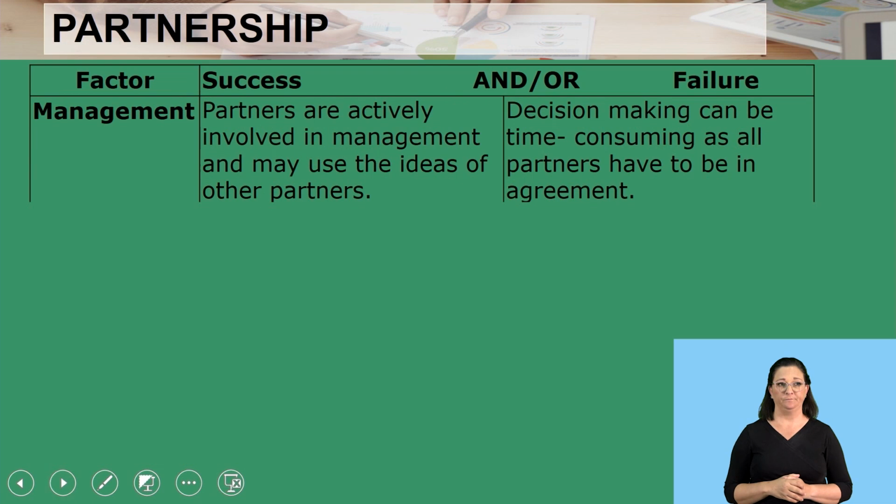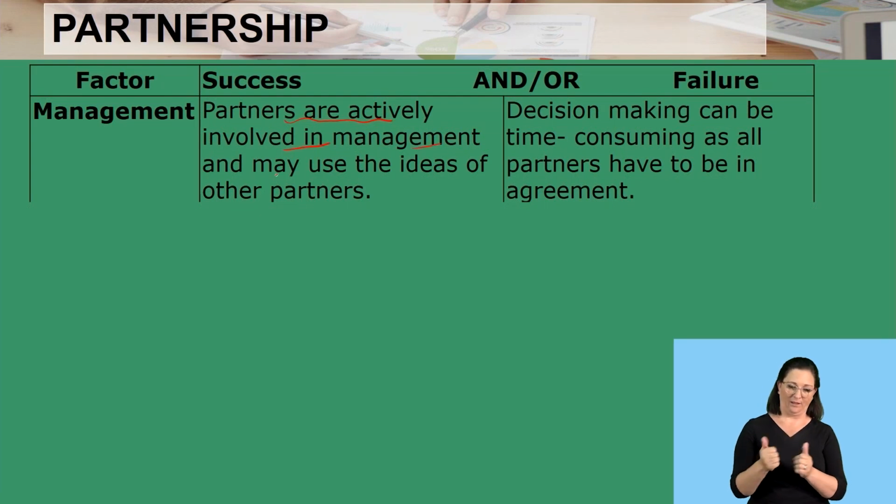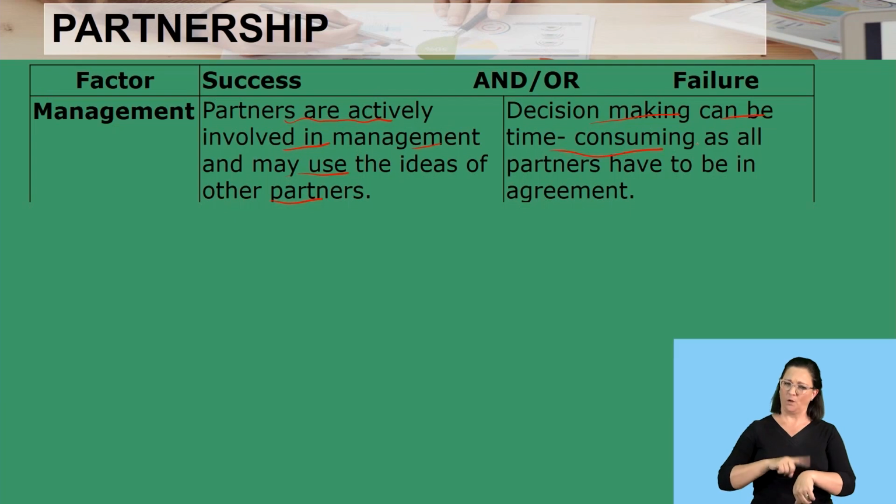Then, let's look now into partnership. Management: how is a partnership managed? Partners are actively involved in management and may use ideas of other partners. What is the failure? Decision making can be time consuming because there are many people involved in the process of making a decision. So that is why it is time consuming, as all partners have to be in agreement.